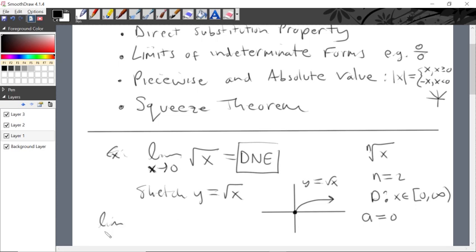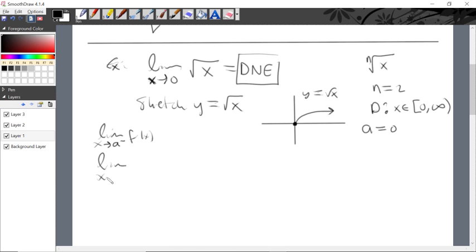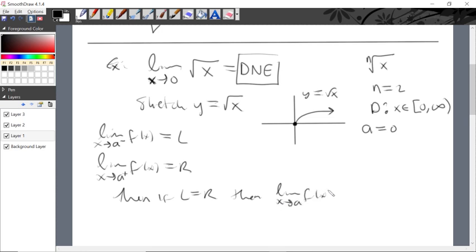What we need is to be able to evaluate the limit from the left, and we need to be able to evaluate the limit from the right of a as well. If each of these exists, and the left limit is equal to the right limit, then the limit as x approaches a in general is also equal to that quantity, L or R. It's equal to both of those.